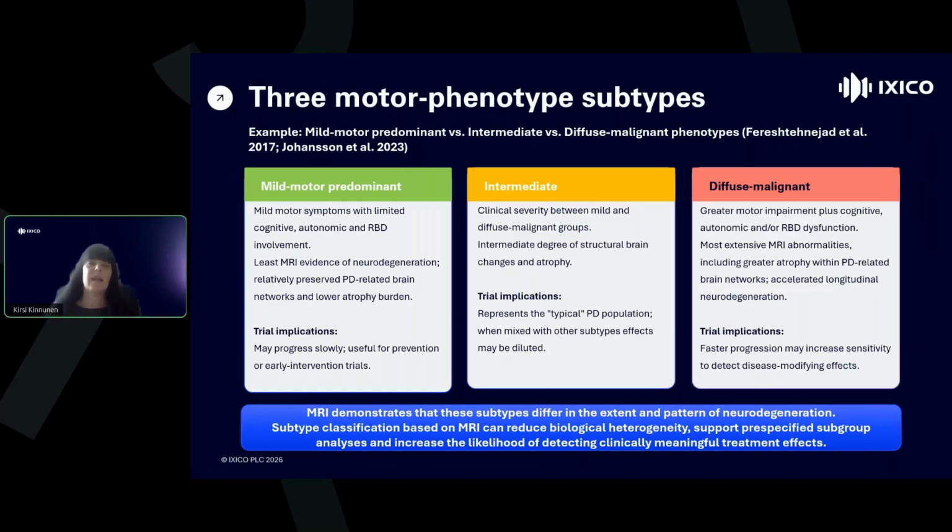The trial implications include that some patients may progress slowly, which can be helpful for prevention trials, but can be problematic when trying to detect disease modification, as well as the problem of ending up with a mixed cohort where effects may be diluted. By contrast, selecting participants with faster disease progression may increase sensitivity to detect disease-modifying effects. Next slide, please.